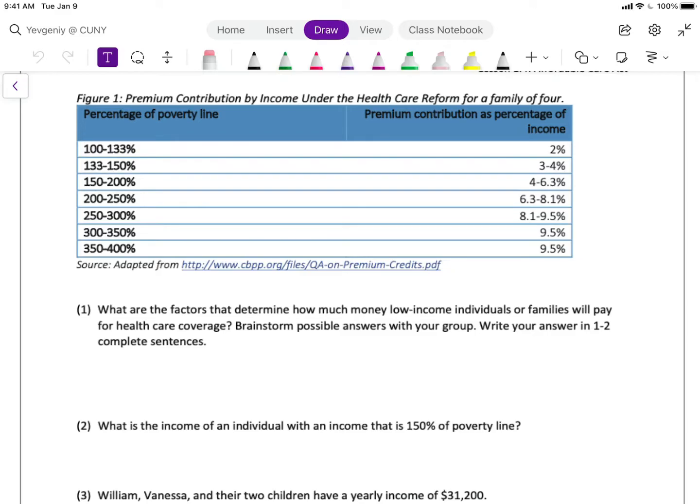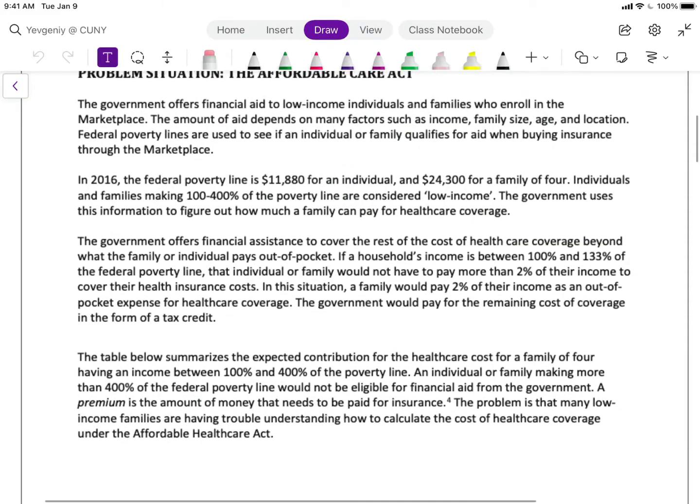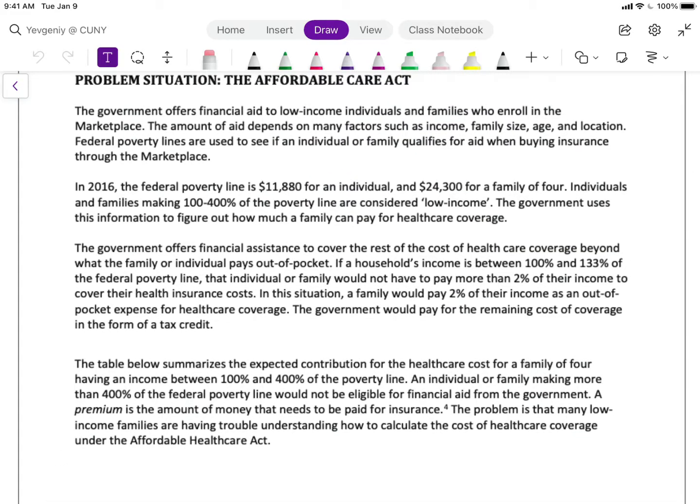Now, first question. We read a pretty dense passage, and one thing I would like you to think about, and write your response individually, is the following. Question number one: What are the factors that determine how much money low-income individuals or families will pay for healthcare coverage? Go back into the passage and find the information that will answer that question. I'll give you a moment.